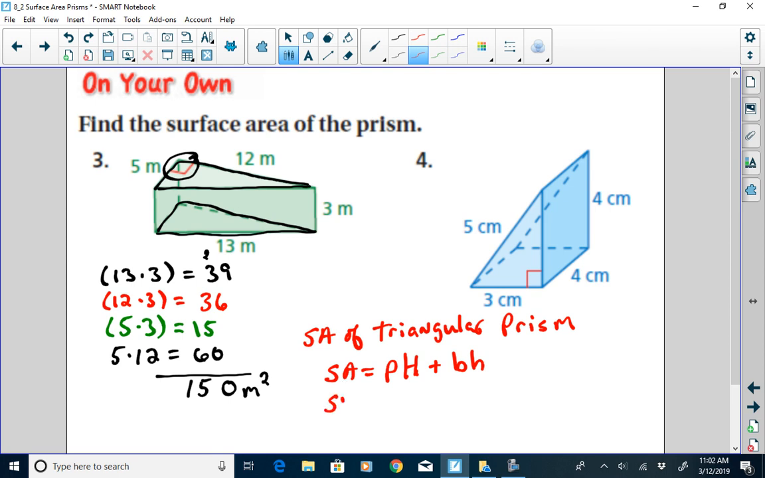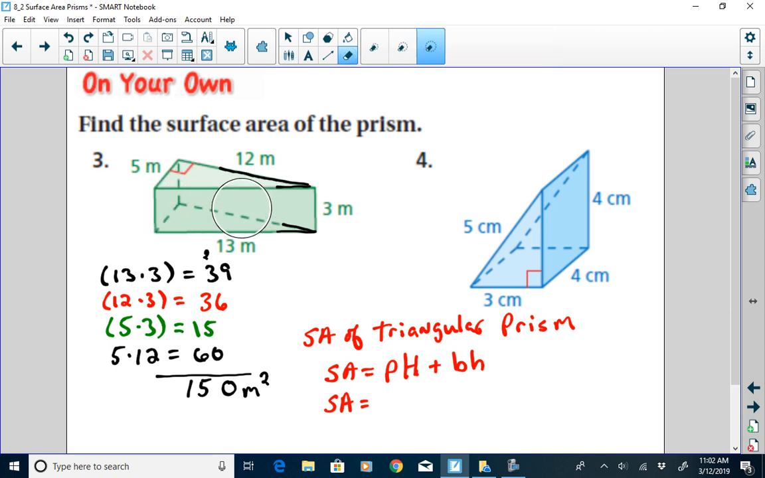Alright, so surface area is going to be equal to, well, what's the perimeter? Well, the perimeter is the perimeter of the triangular base as it sits on that base. So that's going to be 5 plus 12 plus 13. Well, 13 and 12 is 25 plus 5 is 30. So the perimeter here is 30 times the height of the prism as it sits on that base. So the height of the prism is 3.